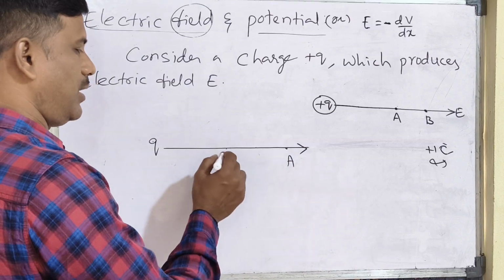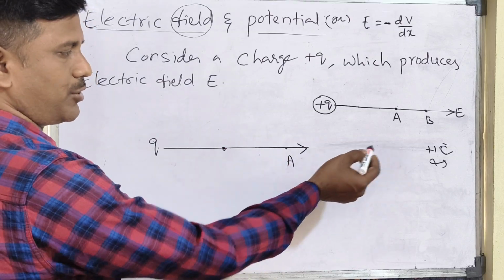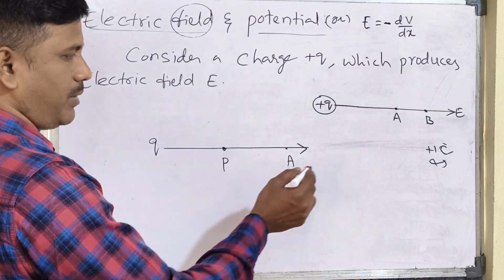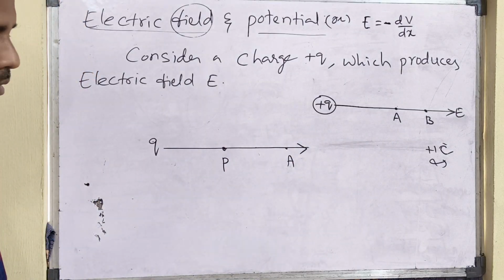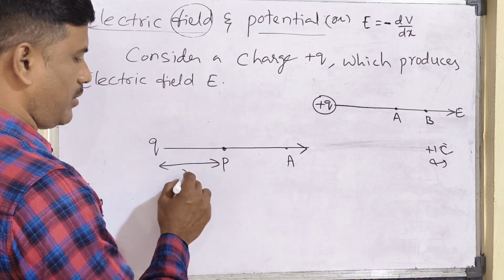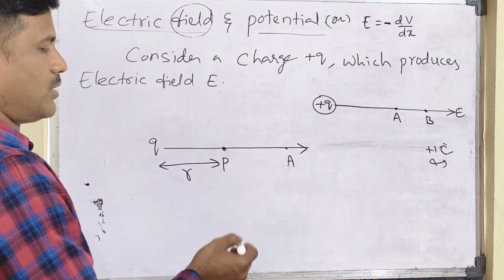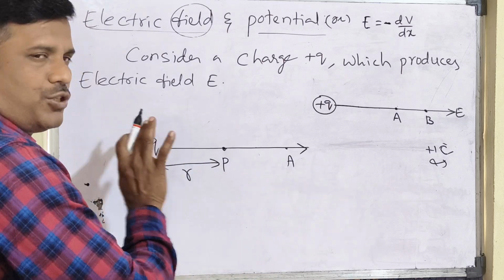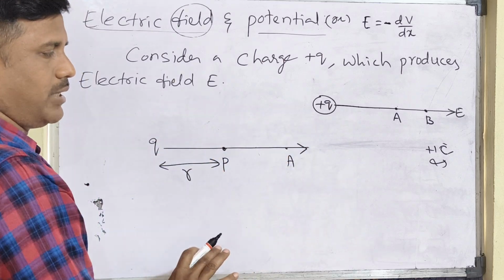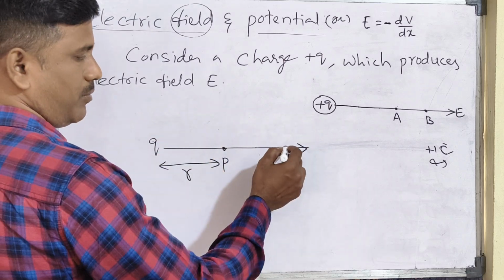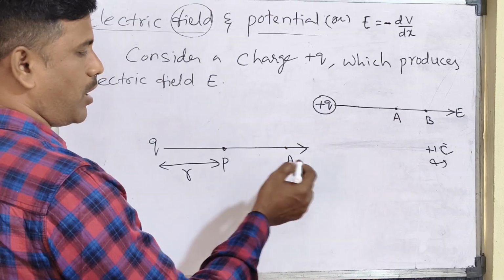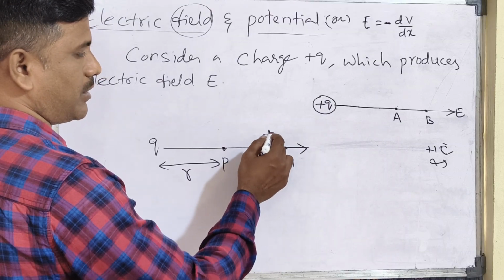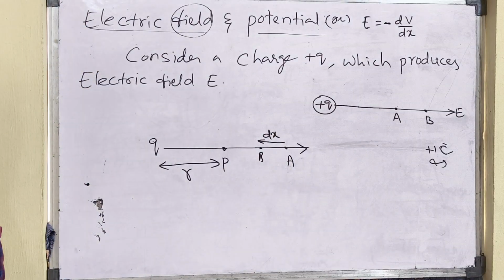But our aim is to bring the charge from infinity to point P at distance R. Remember this topic. Up to here it is not possible to bring it, because the opposition force is greater. So we do only a small work from A to B, that is dx. We already did this question.